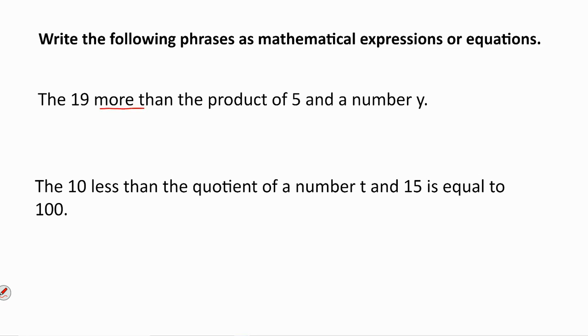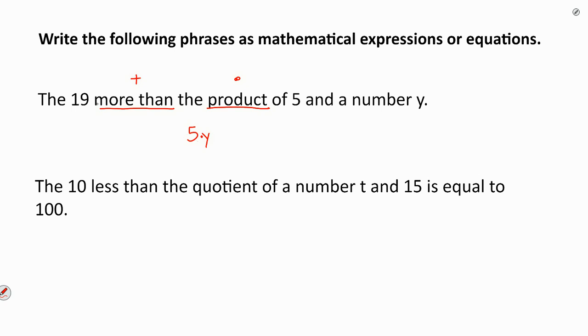So more than, if you look back at that chart, that implies adding. The product we know is multiplication of 5 and a number y. So let's start with the product. Okay, so we're going to work a little bit backwards. So the product of 5 and a number y is 5y. Now with variables and numbers, we can just write them next to each other, and that implies multiplication. So if you want, you could put like a little dot in the middle and say 5 times y, or you could just write 5y.